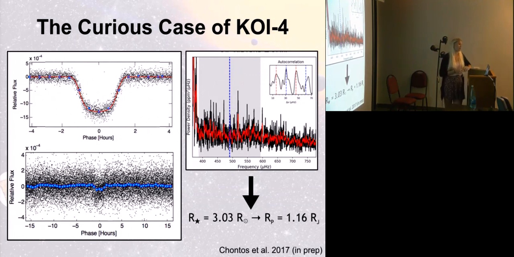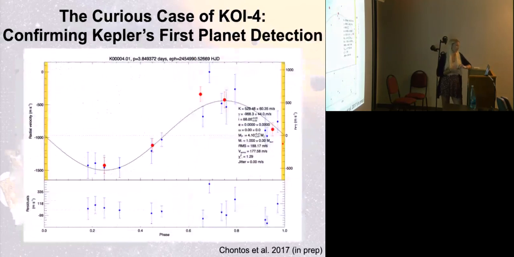So we reached out to Dan's collaborator Dave Latham and the rest of his team to collect some RV data. And within a week, we actually had this beautiful radial velocity curve confirming the planet. So this is really exciting. And with our seismic stellar mass, we were able to confirm that KOI-4 was in fact hosting a very massive hot Jupiter planet. So this research was done really quickly.